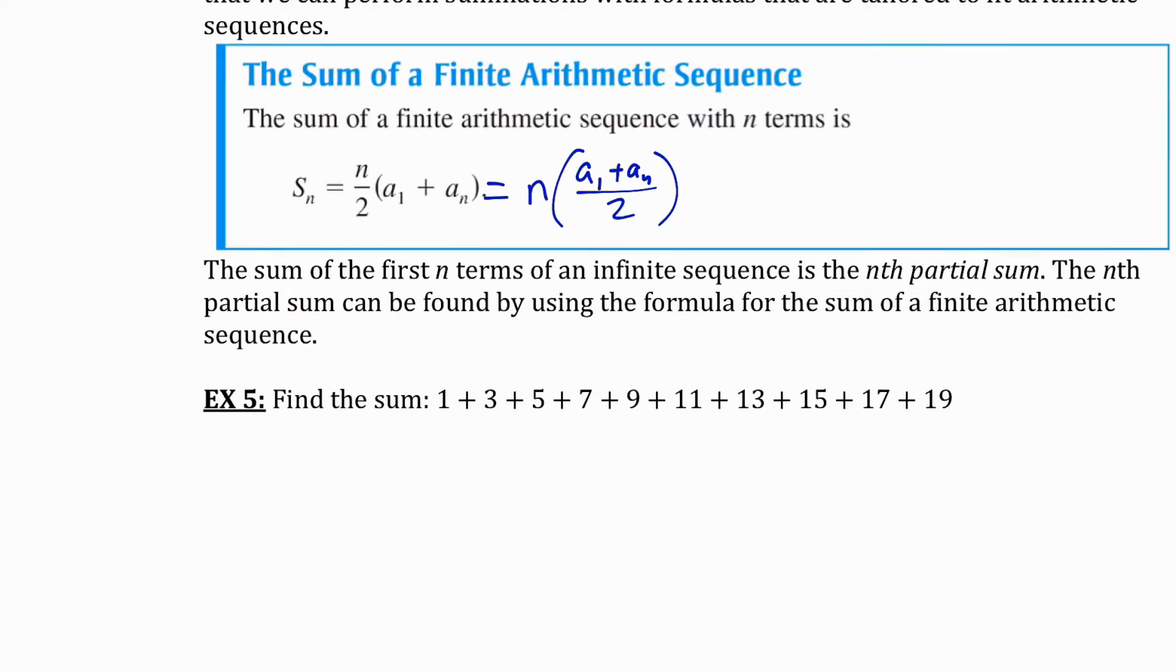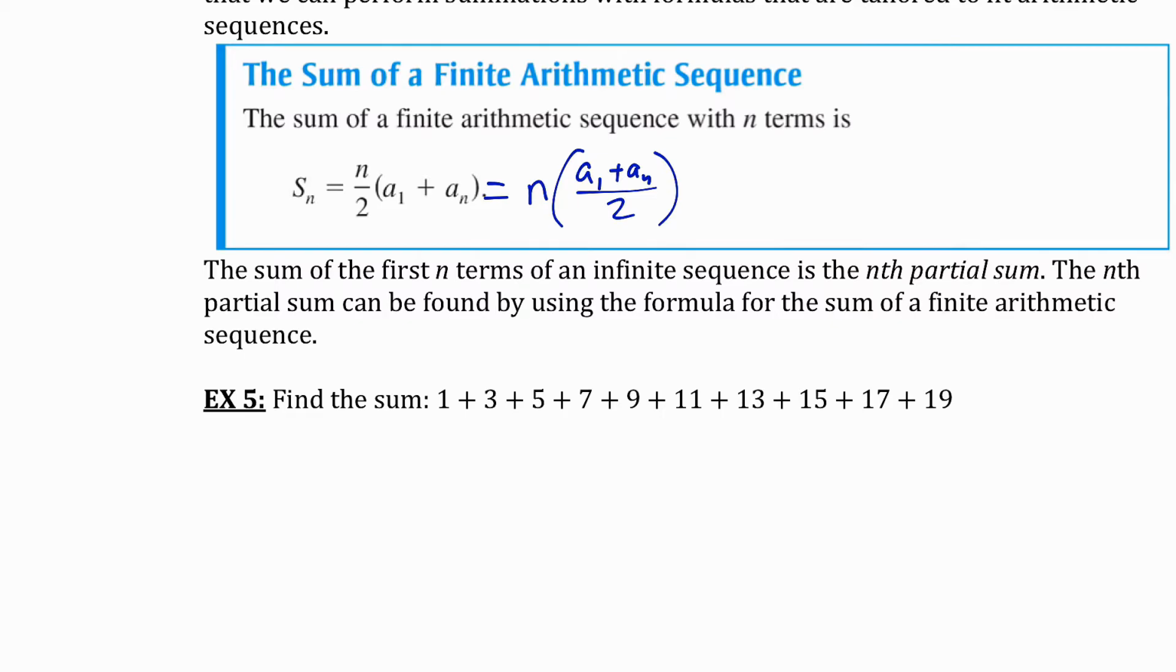So the sum of the first n terms of an infinite sequence is called the nth partial sum. In most cases, infinite arithmetic sequences aren't going to have a finite answer. So the nth partial sum can be found by using the formula for the sum of a finite arithmetic sequence.